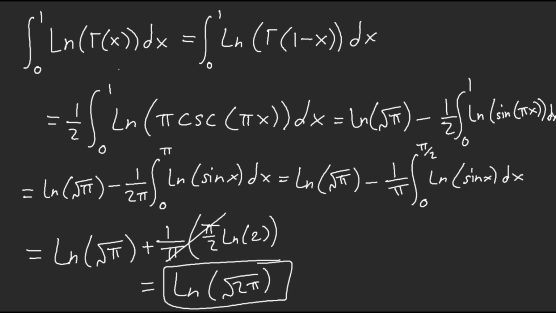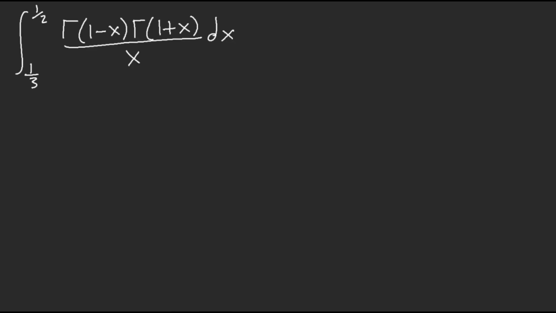And that is Raabe's integral. So the integral from 0 to 1 of this log gamma here is equal to ln of the square root of 2 pi. A very common integral. Every speed integrator must know this. Let's do another example. So now how do we solve this one? I made this integral just for the sake of this video, for practicing purposes.